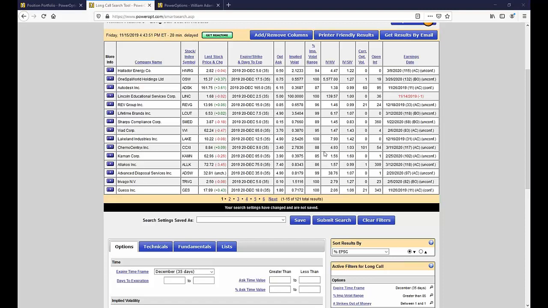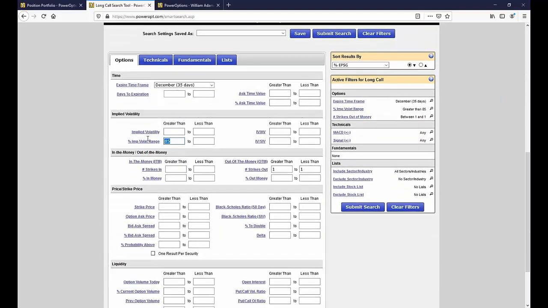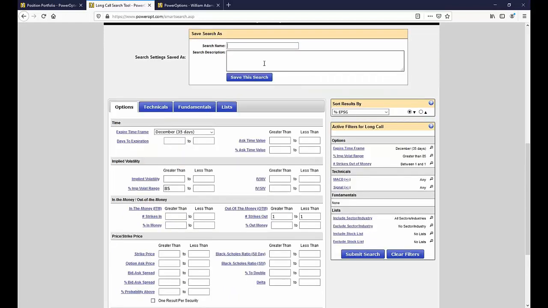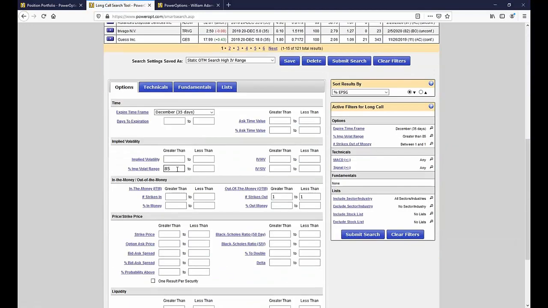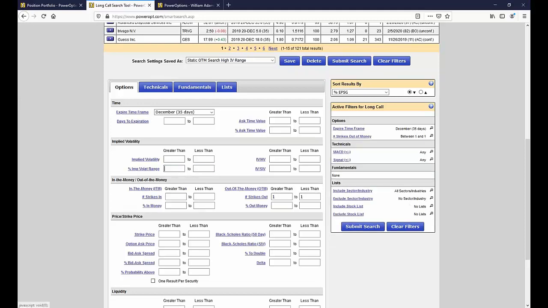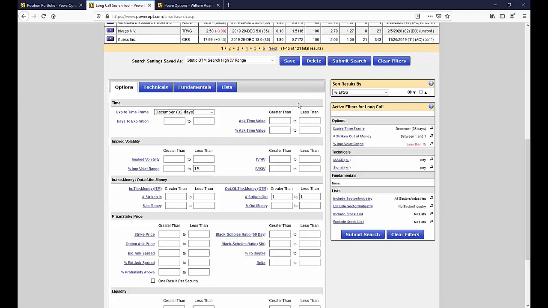The reverse, Chuck, you want to look for something that's in the lower range, just change it. Instead of looking for an implied volatility range of greater than 85, and I might save this as static OTM search high IV range. Okay, so I'll save that search in my long call or for using the naked call screen so I can always come back to it. I'm still going to say one-to-one out of the money, but we're going to reverse it. Instead of looking at an implied volatility range greater than 85, let's look for less than 15.